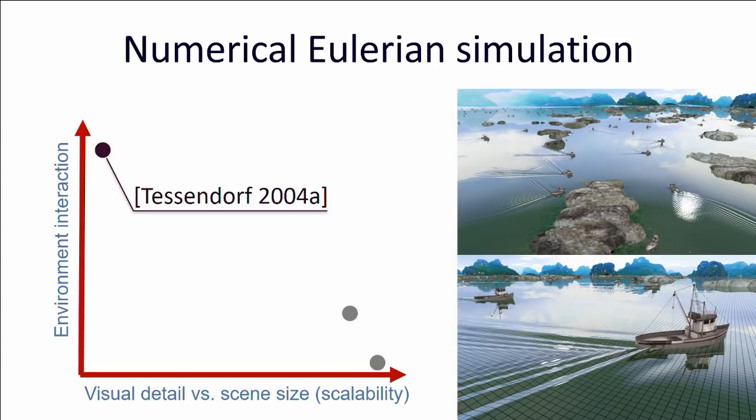So on the other side of the spectrum, there are numerical Eulerian simulations. So these provide really unlimited environment interactions, but unfortunately the visual detail is pretty limited. So for example, here on the right, the smallest achievable details are 2-meter wavelengths. That is just limited by the grid resolution here. So that's not really detailed, but you get boundary reflections and all that stuff.